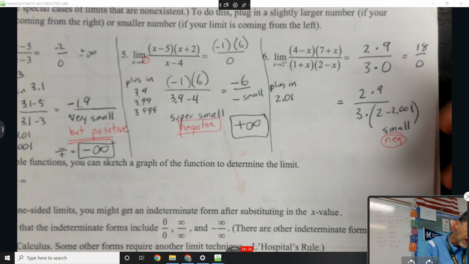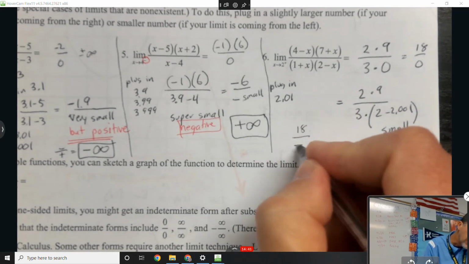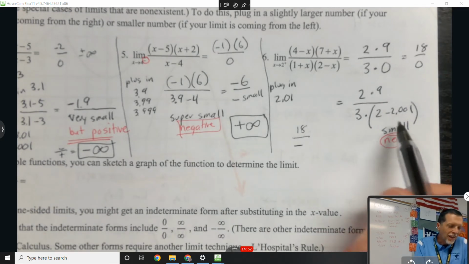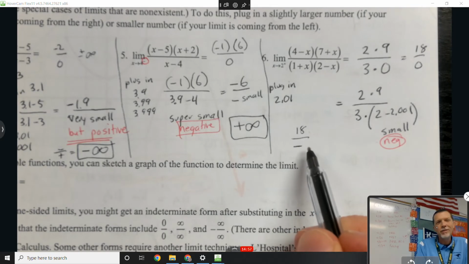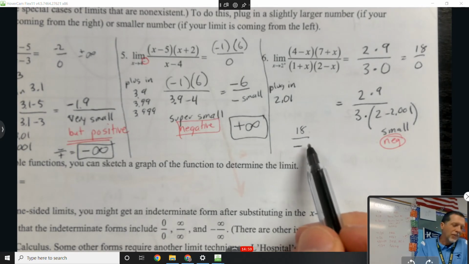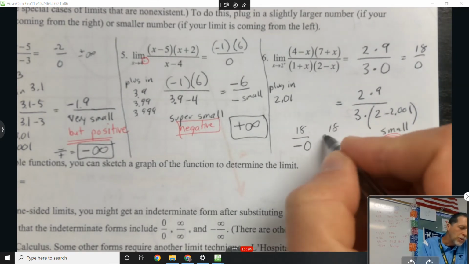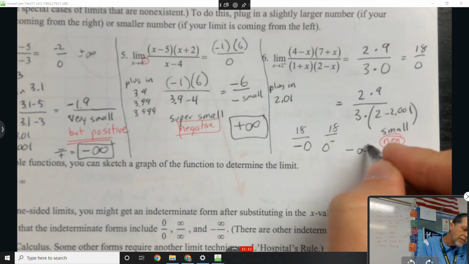So 18 is positive in the top over negative. Some teachers write negative 0, but that feels wrong too, right? Because 0 doesn't... I know what you mean. Is small better than writing negative 0? Neither one of them is really clear and perfectly accurate. If you put negative 0, I would be okay. Some people do it this way: 0 from the left, which is kind of right. It's a little less than 0. Either way, this one's negative infinity.